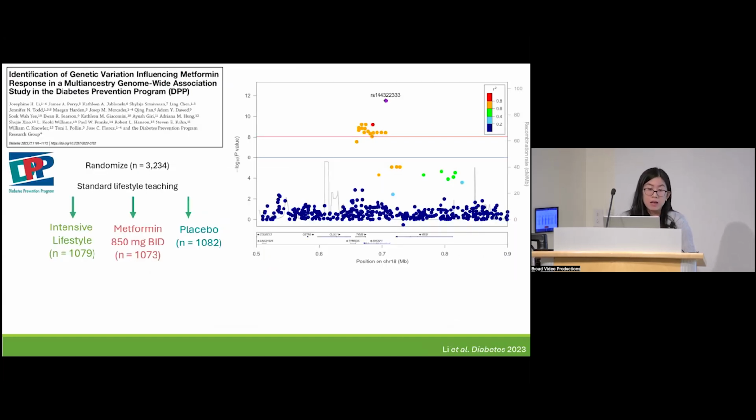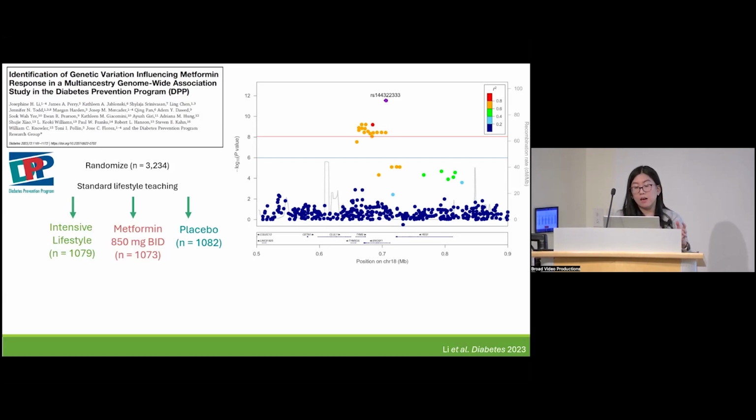Our group has leveraged the availability of clinical trials to conduct pharmacogenetics studies. For example, we've looked at the Diabetes Prevention Program, a study of individuals at risk of developing diabetes, who were randomized to either intensive lifestyle modifications, metformin 850 milligrams twice a day, or placebo, and looked at the development of diabetes in this population.